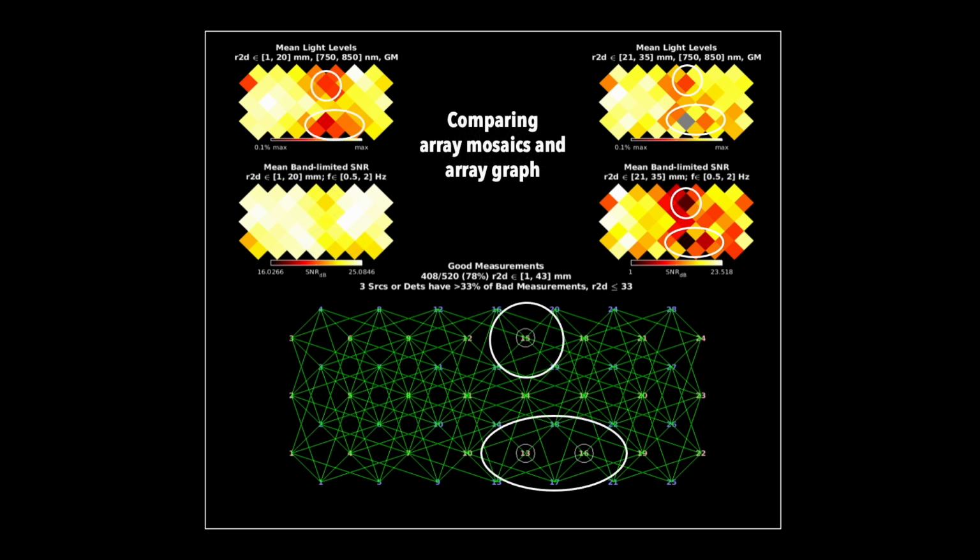Finally, regions of poor light level or poor SNR tend to coincide with the locations of poor optodes identified in the array graph. This should not be surprising, as both quantities contribute to the evaluation of individual source detector measurements, which in turn are used to identify poor optodes. As such, the array graph is to some extent redundant. However, the thresholding applied to identify poor optodes provides a handy summary, condensing complex, continuously varying QA measures into a discrete map highlighting problem areas that can be used to guide data remediation.